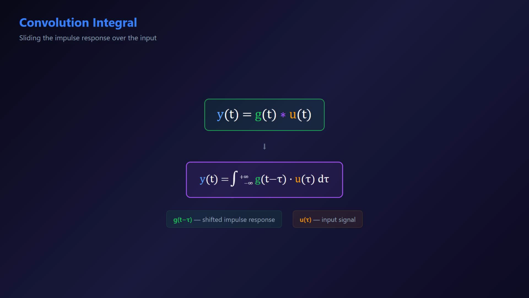Written as an integral, y(t) equals the integral from minus infinity to plus infinity of g(t minus tau) times u(tau) d tau. This integral slides the impulse response over the input and sums the weighted contributions.